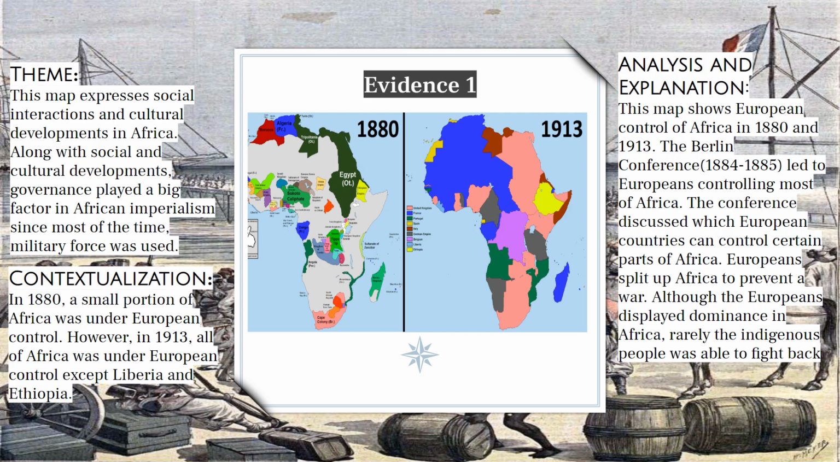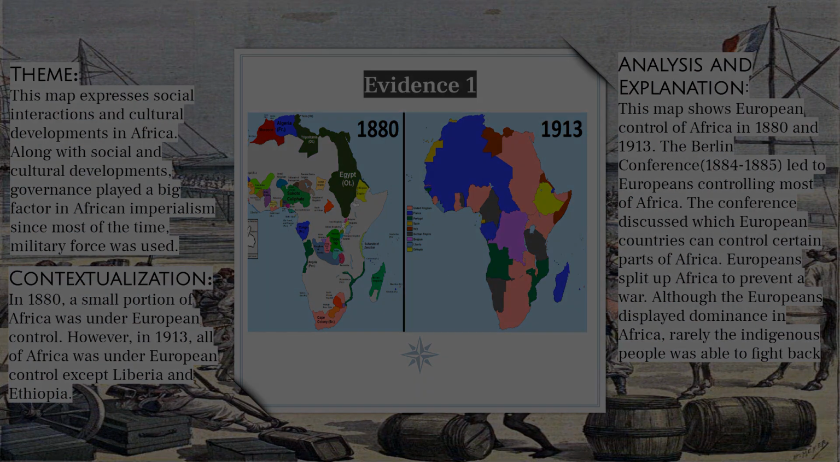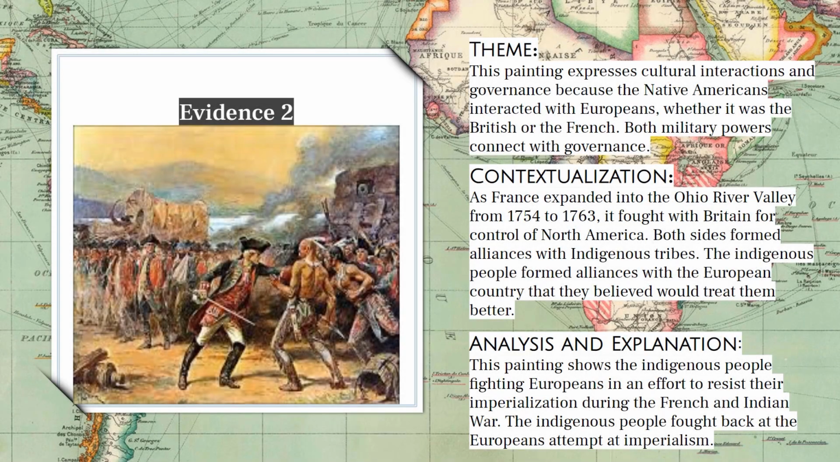Our second piece of evidence consists of a painting. The painting illustrates a battle among a combination of Native Americans and European powers. This battle was part of the French and Indian War. The French were trying to expand their control of North America until they reached the Ohio River Valley. This is where they met Britain and fought for the control of North America. Different Native American tribes formed alliances between the two European powers. They sided with a group that they thought would treat them better.